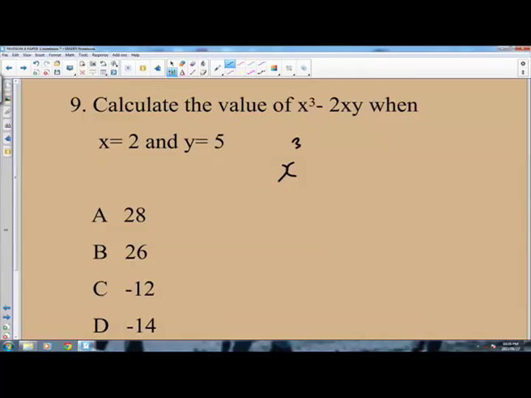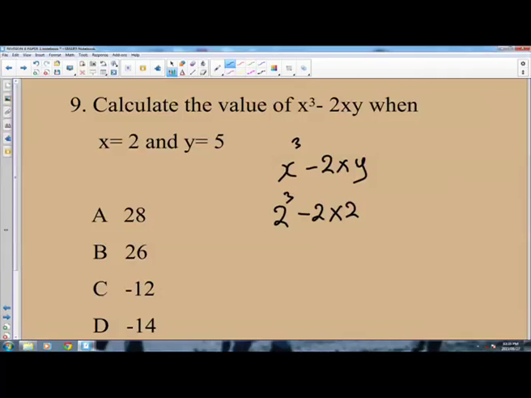cubed minus 2xy. And then in this expression, you are told that x is equal to 2. So this simply means it's 2 to the power 3 minus 2 times the 2, because the value of x according to this is equal to 2.